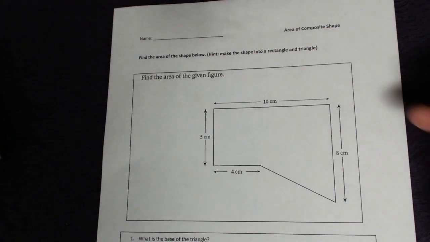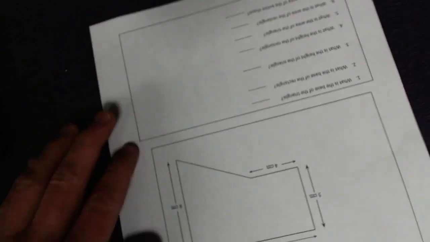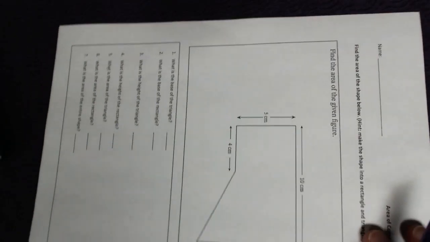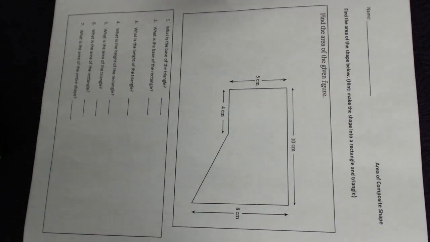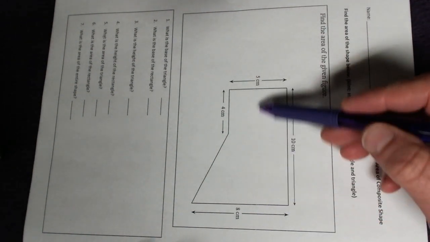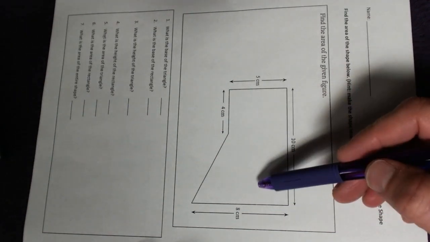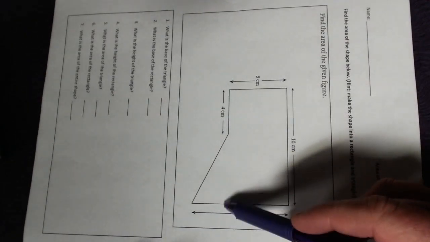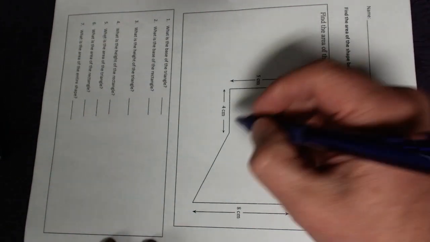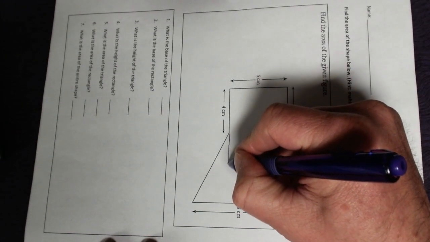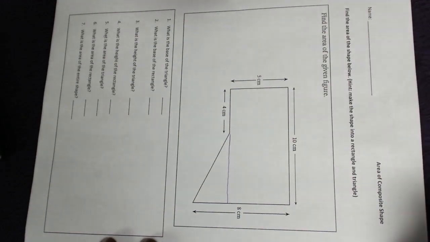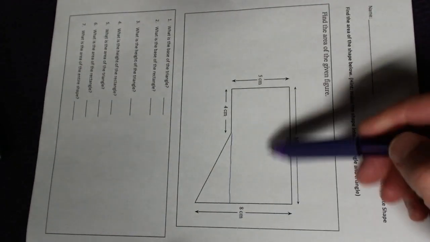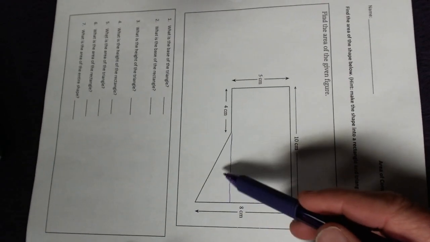So what I like to do is take the shape, turn the page and see what the best way is to do this particular shape. And I found out that the best way is to turn it this way. So it looks like you've got somewhat of a rectangle here, and this is forming a triangle to me. So I'm going to make it into two different shapes. Now I have a rectangle and a triangle, but you don't know the base and the height of this triangle.